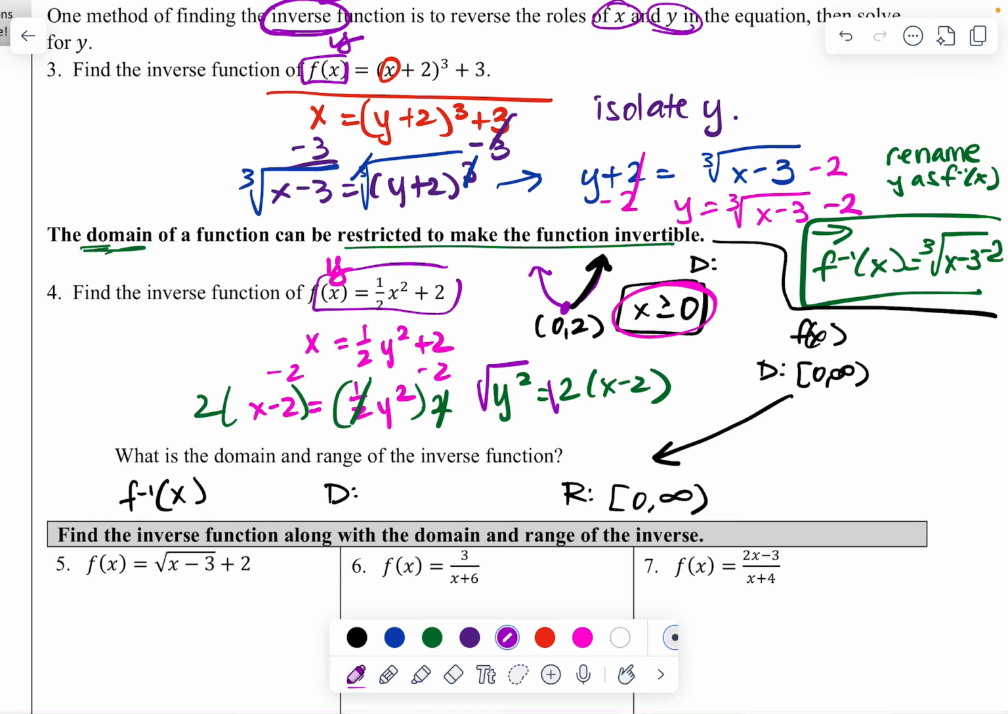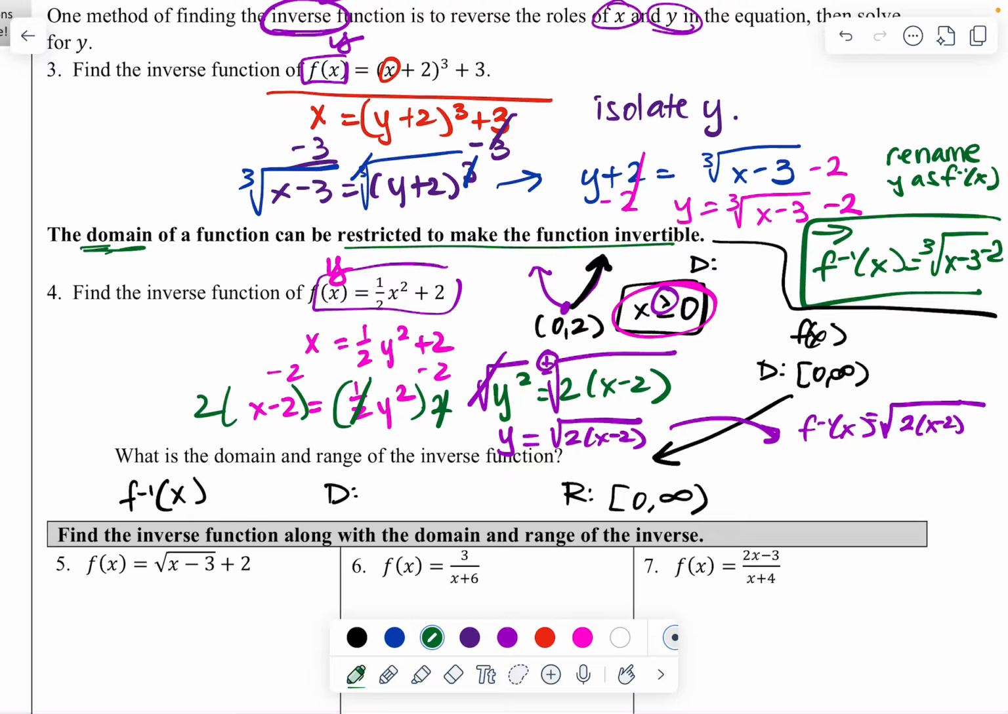Take the square root of both sides. Remember, whenever you take a square root, it's got to be plus or minus. But because we've restricted the domain and we're going greater than, we're only going to keep the positive side. We're going to not use the negative side. So we know y equals the positive square root of 2 times x minus 2. So this tells me that the inverse function is the positive root of 2 times x minus 2.